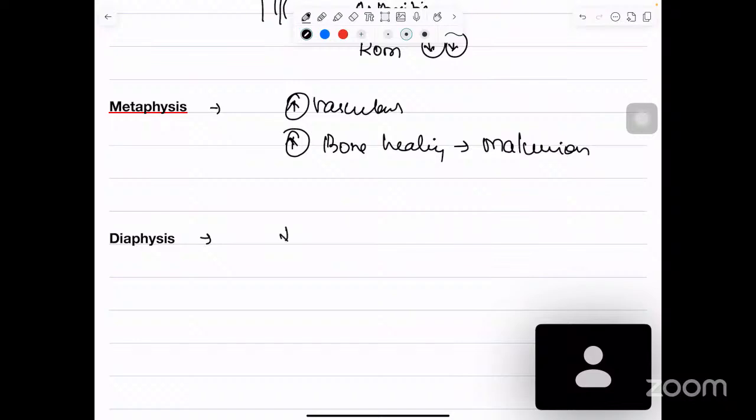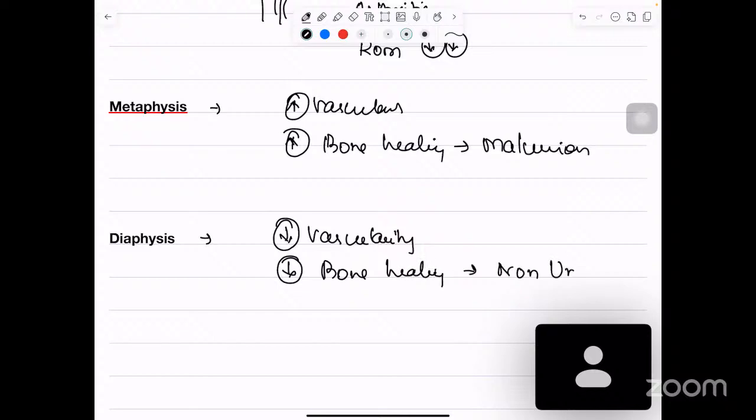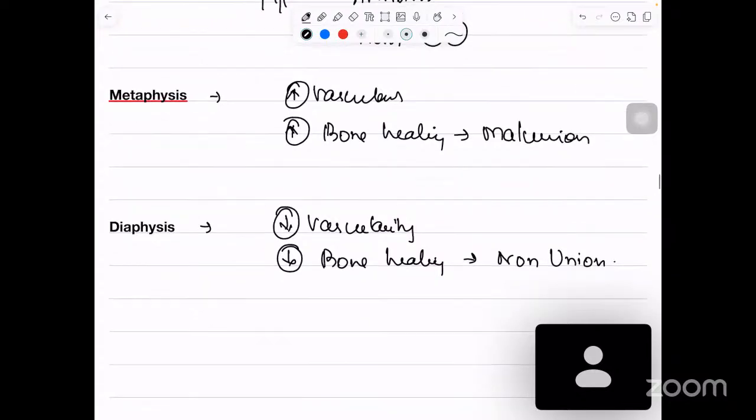Diaphysis: decreased vascularity because cells are densely arranged, decreased bone healing, and because of this it tends to get a non-union. Okay.